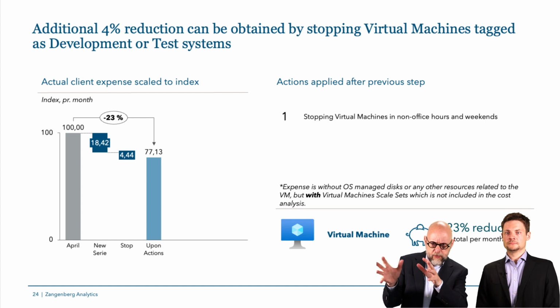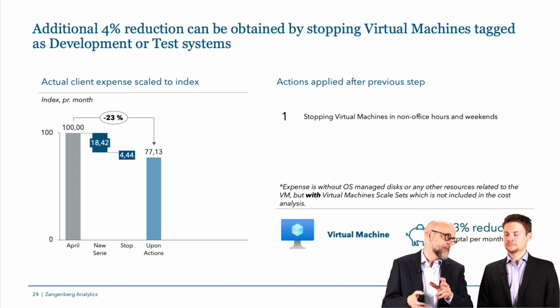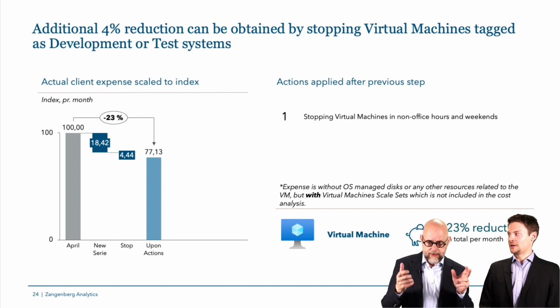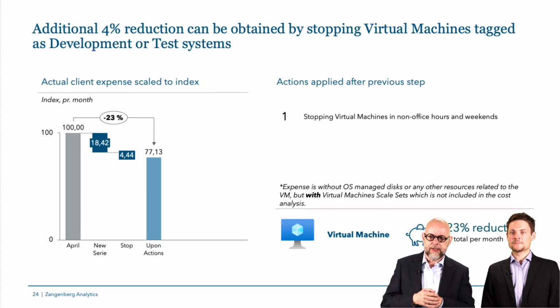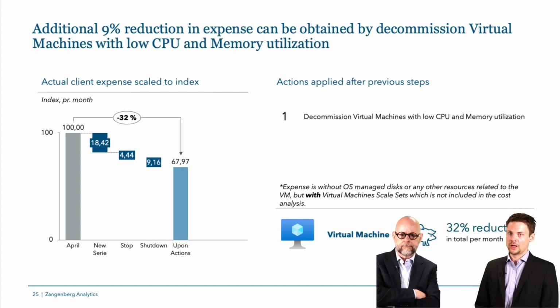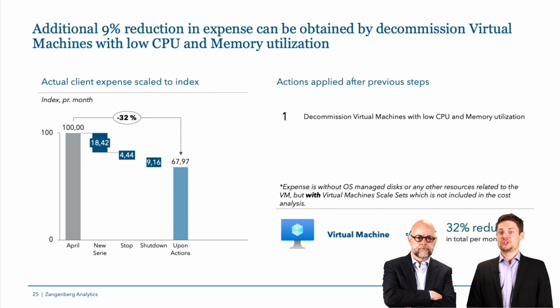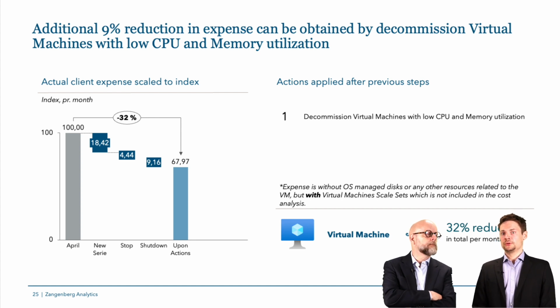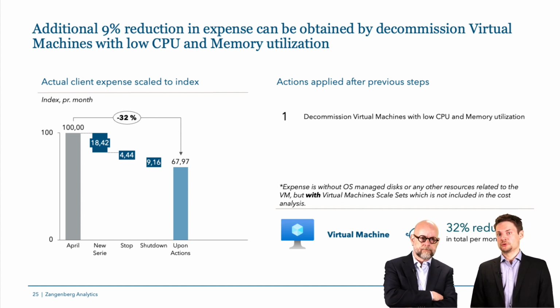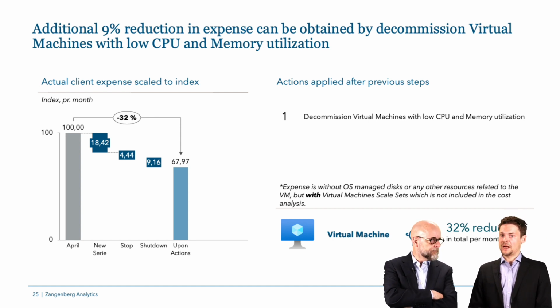But let's move on. So we changed the series. We stopped the machines during weekends and off hours. So now we are down 23%, but that's not all. Then we have shutdown, and that was case number 4: machines with low CPU utilization and memory utilization. Shutting down these dormant machines is a 9% saving.